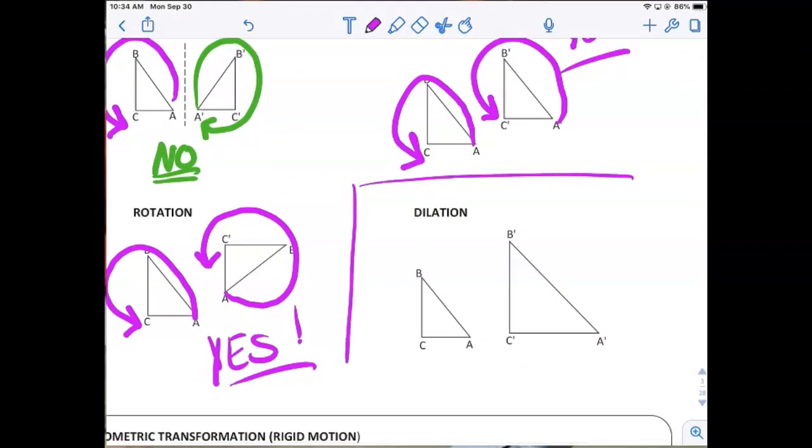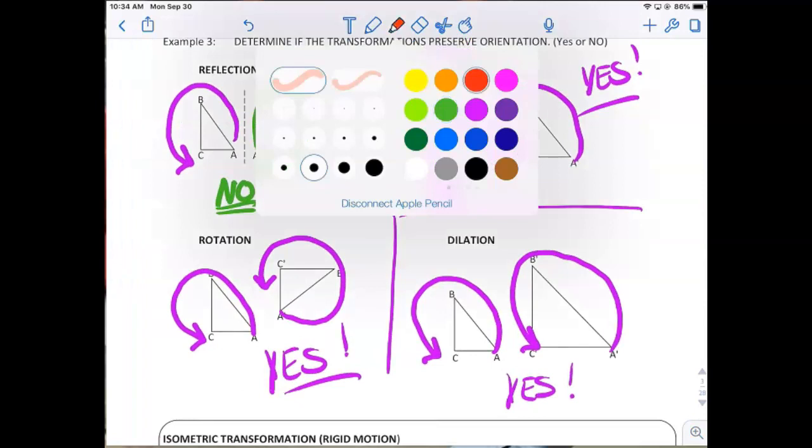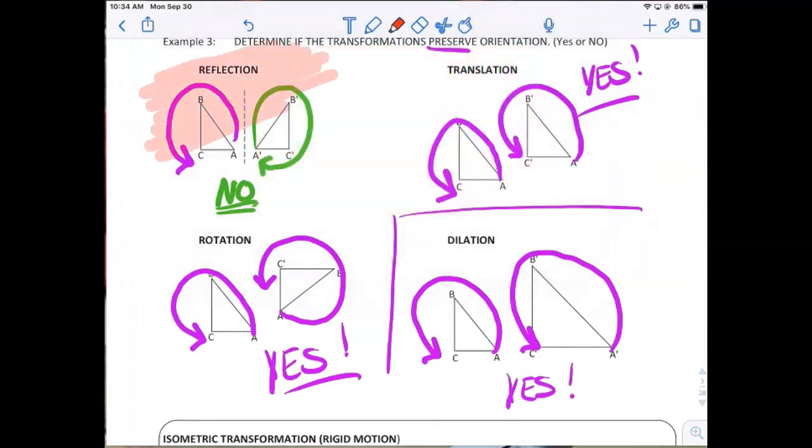Dilation is a little bit easier to see. A to B to C to the left, A prime, B prime, C prime to the left. So that also preserves orientation. So the only one that does not preserve orientation, or when orientation changes, is a reflection.